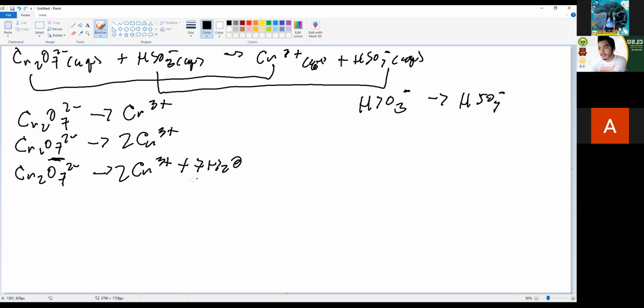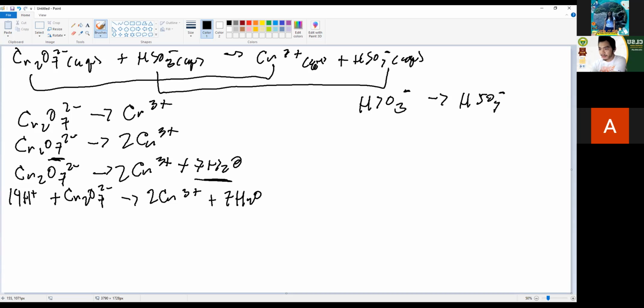Pero ang hindi na balance is yung hydrogen. So 14 yung hydrogen dito. So ang tendency sa kabilang side, 14 hydrogen plus Cr2O7 2 negative will yield 2Cr3+ plus 7 water. So 14 hydrogen, 2 chromium, 7 oxygen, 7 oxygen. So balance na elements. So the last step is ibabalance natin yung charge.